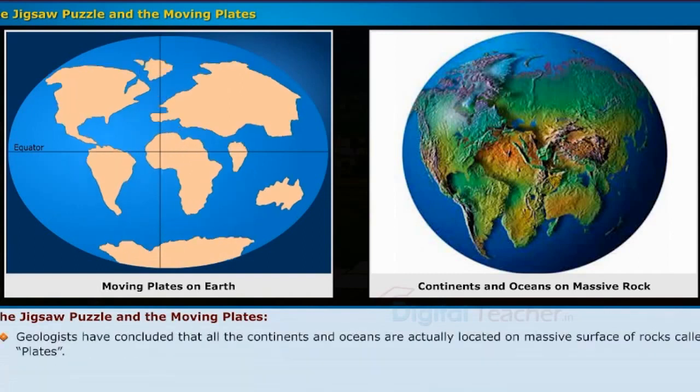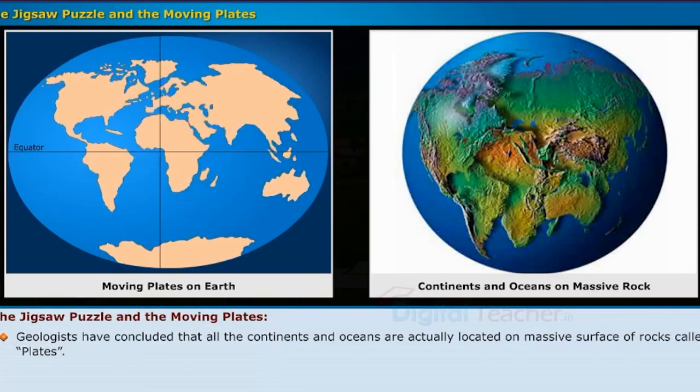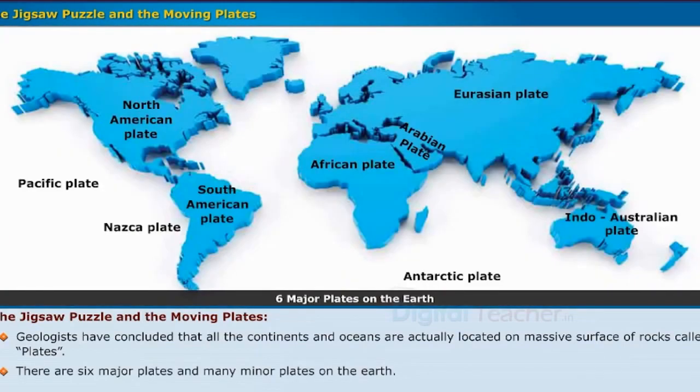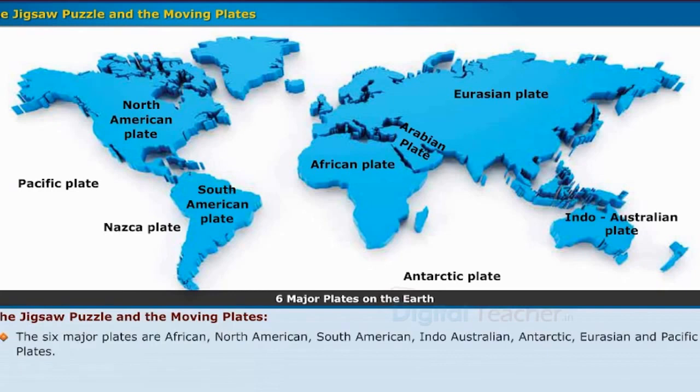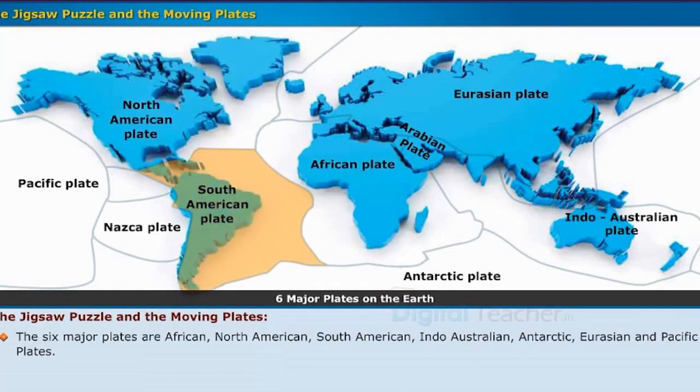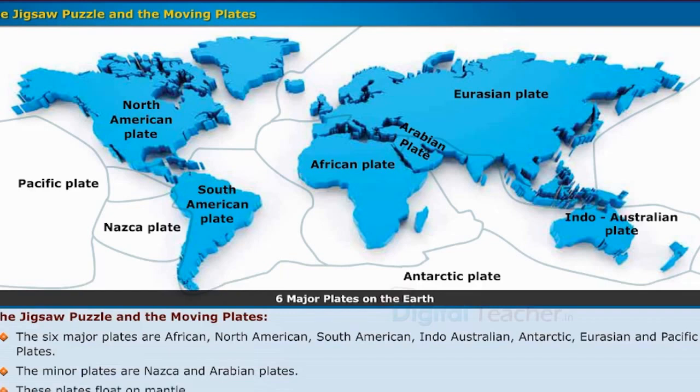Geologists have concluded that all the continents and oceans are actually located on massive surfaces of rocks called plates. There are 6 major plates and many minor plates on the Earth. The major plates are African, North American, South American, Indo-Australian, Antarctic, Eurasian, and Pacific plates. The minor plates are Nazca and Arabian plates. These plates float on the mantle.